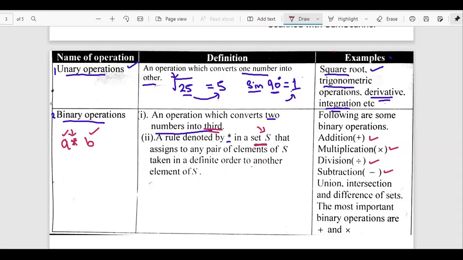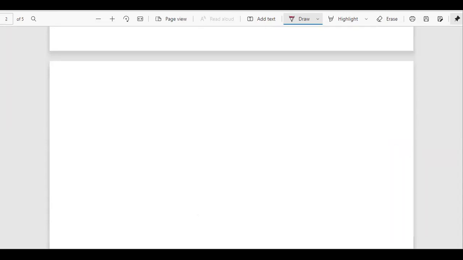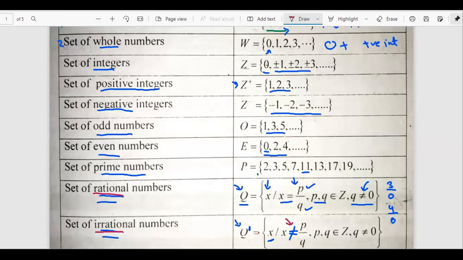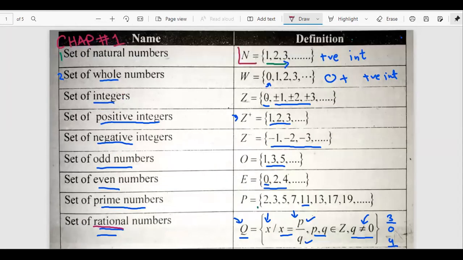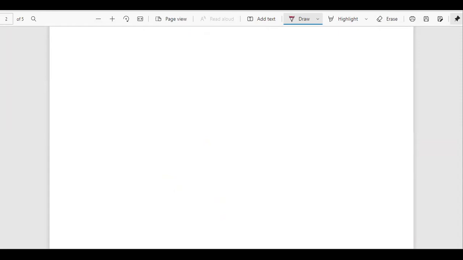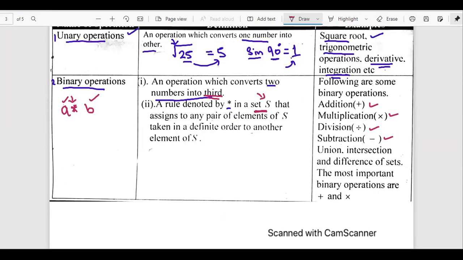For example, let's talk about sets, and let's talk about the set of, let's say, natural numbers. Okay, so this is the set of natural numbers. Here we have 1, 2, 3, so on. Let's talk about the set of natural numbers, which is starting from 1. We have 2, 3, and so on, right? Okay. And let's talk about subtraction, okay? Let's see if we can have the binary operation of subtraction in the set of natural numbers or not, okay?